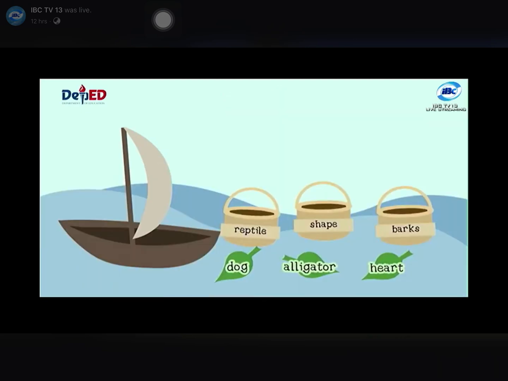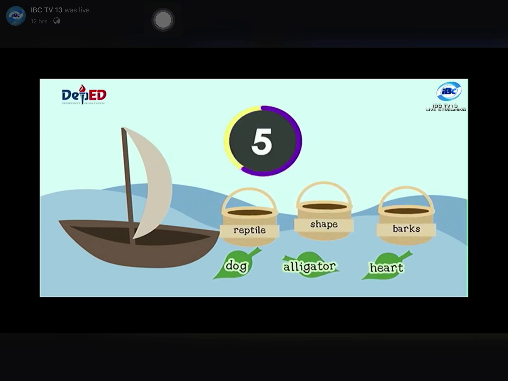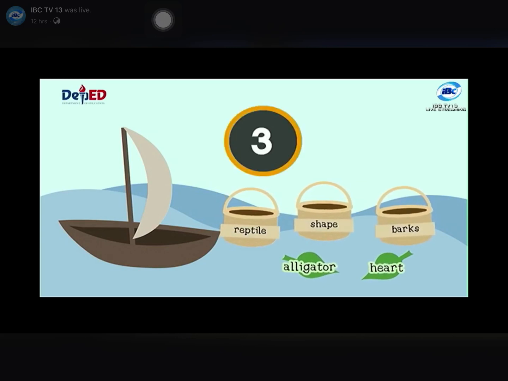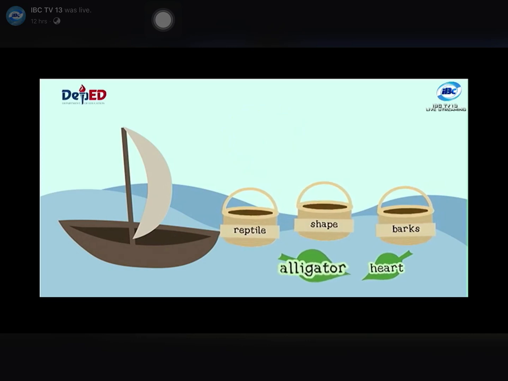Can you help me do it? Thanks. If I get the word dog, what basket should I put it in? Yes, good job! Dog means a domesticated animal that barks. Next word in the pond is the word alligator. What basket will I choose? Hey, you're right. Alligator is a reptile.